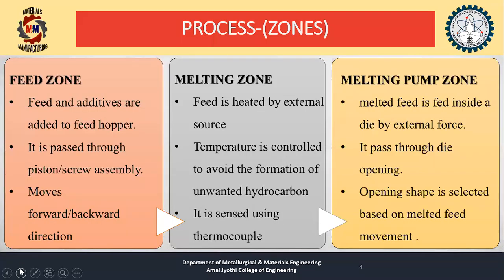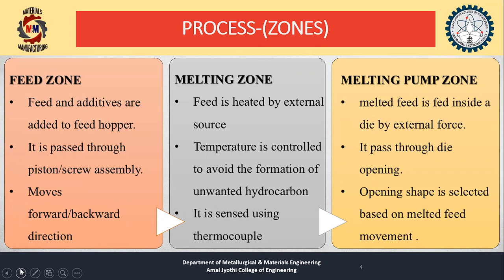In the extrusion process, there are three zones: the feed zone, melting zone, and melting pump zone. In the feed zone, we can see a feed hopper in which the feed along with the additives are added, and then they will be fed into the barrel, which has a piston or a screw assembly, and it will push it forward or backward based on the extrusion process. This is mainly driven by a motor with the help of a gear reducer box.